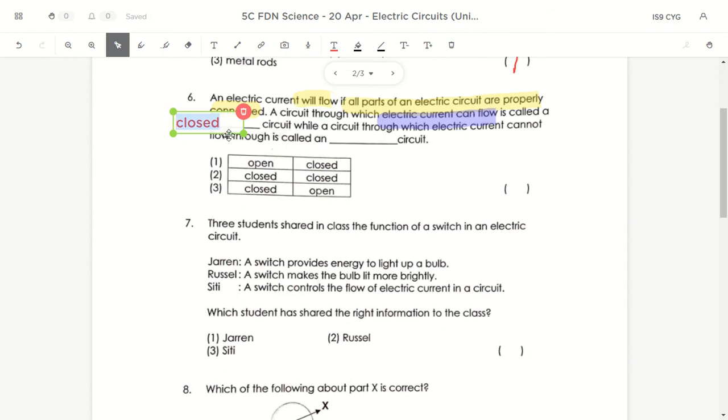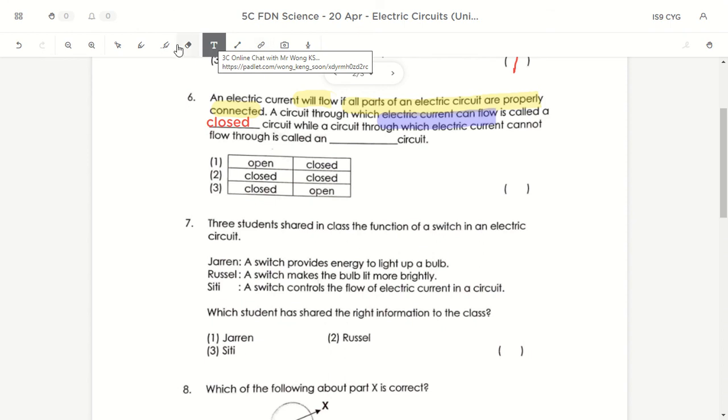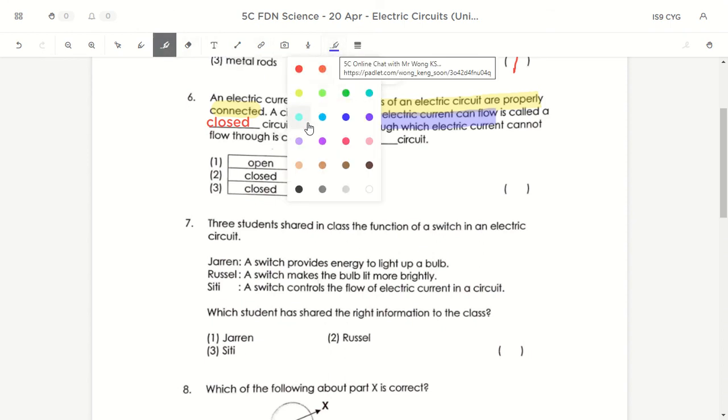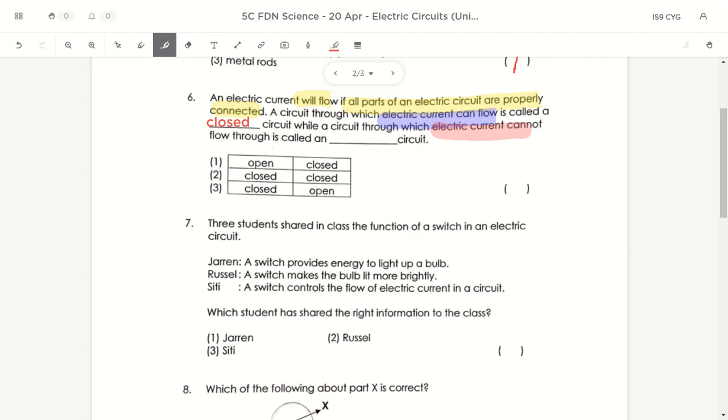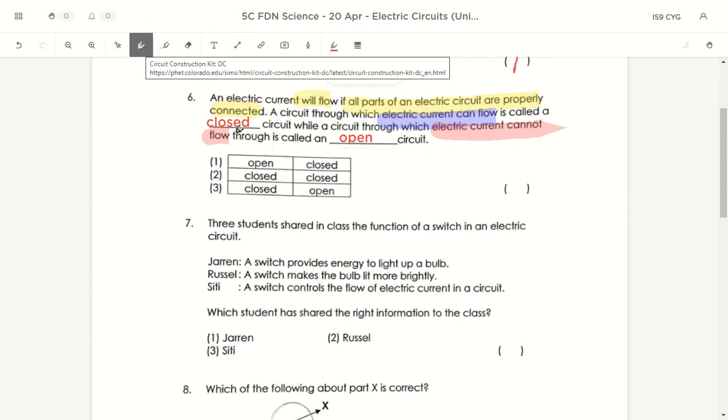Okay, if it's a closed circuit, it means the electric current can flow around the circuit. A circuit through which the electric current cannot flow is what we call an open circuit. So there are only two types of circuit in a sense: closed and open circuit. When the electric current can flow, it's a closed circuit. When the electric current cannot flow, it is an open circuit. So with this idea done, I know it's closed, I know it's closed, and the other one I know is open. So the answer is 3.